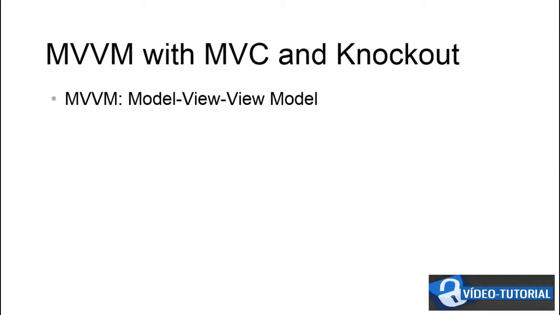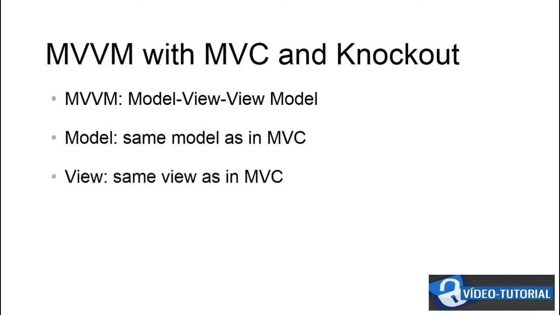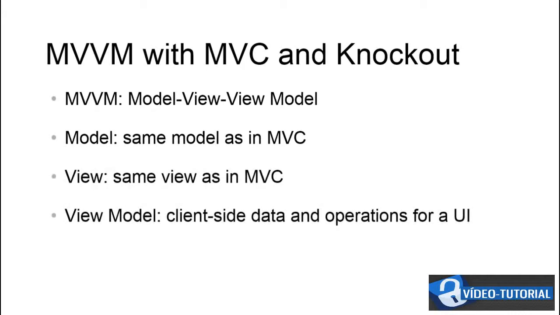And this is going to be a short explanation because the model is the same model that we've been talking about with MVC architecture, a class that deals with persisted data for our application. And the view is the same view that we've been talking about all along. The view model, on the other hand, is a representation of data that we're going to work with on the client side for a given UI, and optionally, some operations that we might define for that data in the UI.